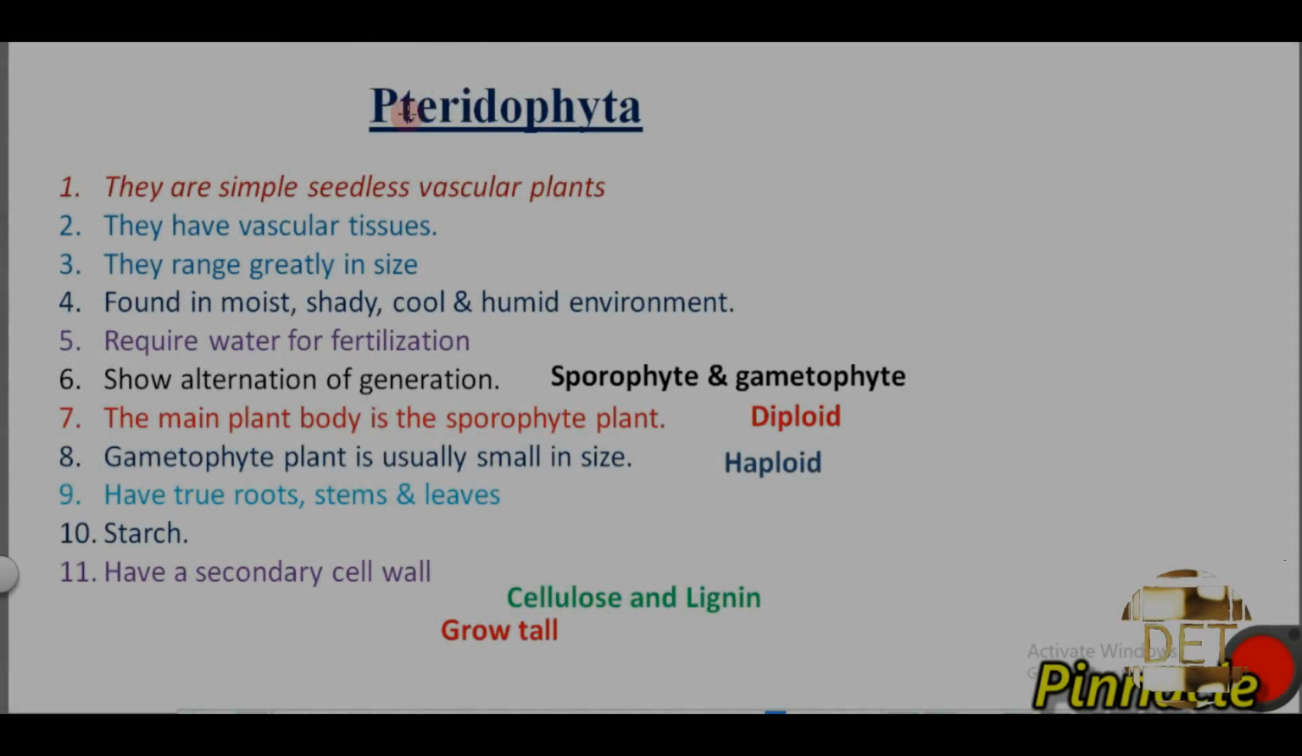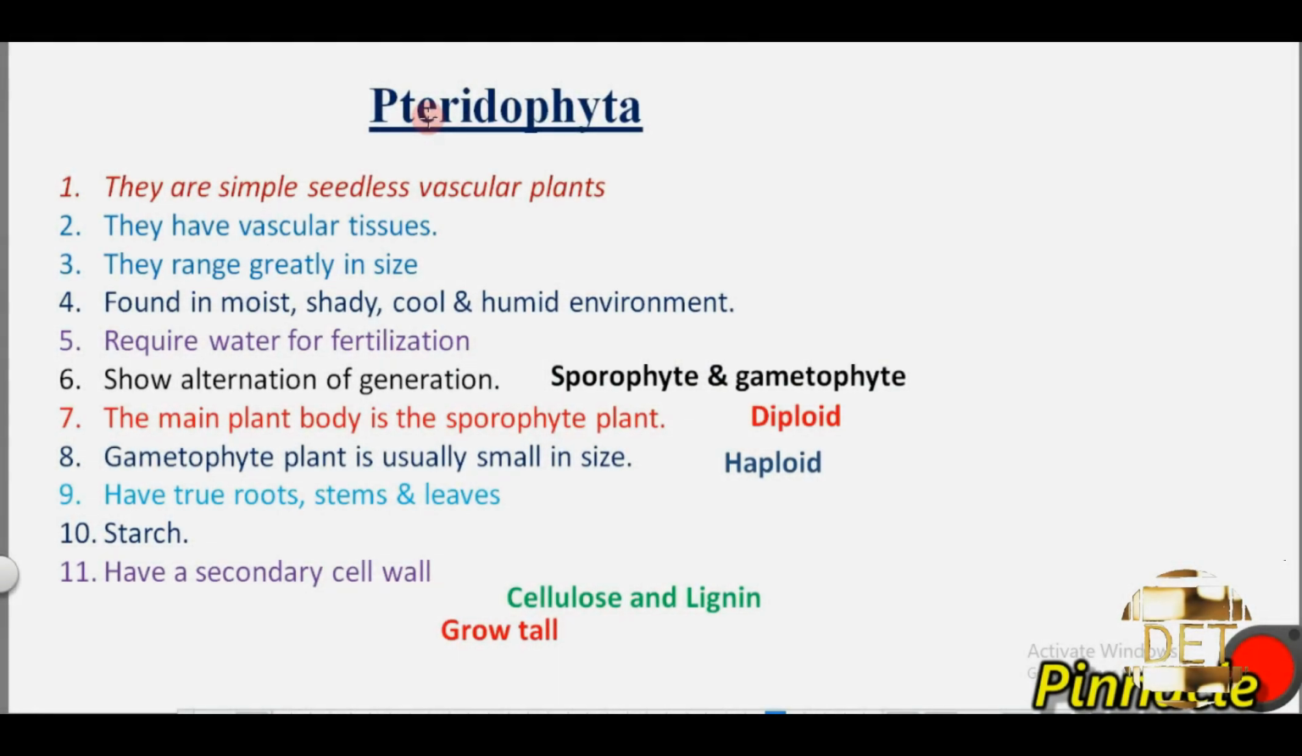Okay, welcome to today's lecture. In this video, we're going to look at the phylum Pteridophyta and its classification. The plants here are also called pteridophytes. So, examples of Pteridophyta are pteridophytes.